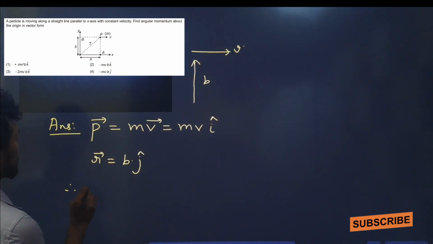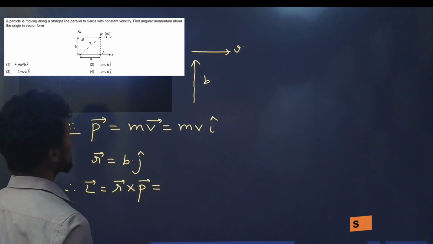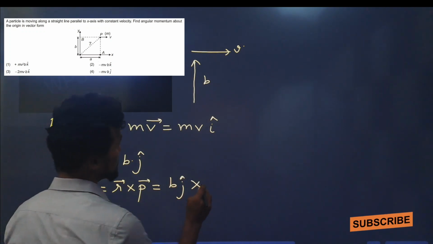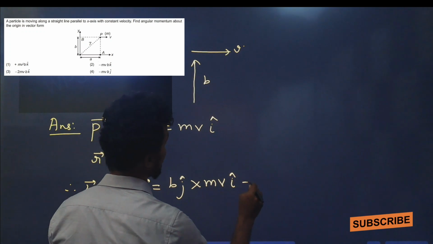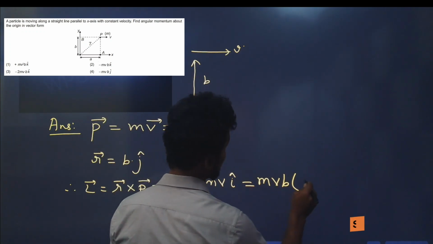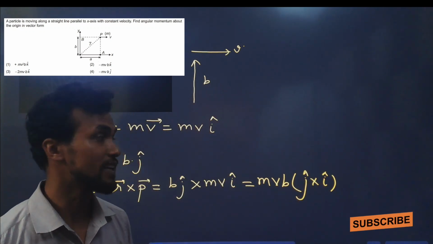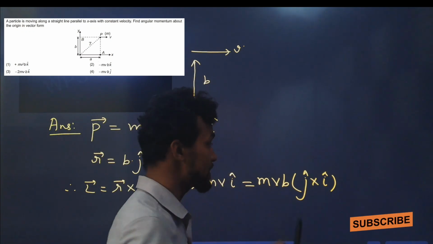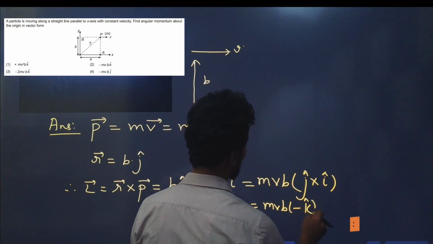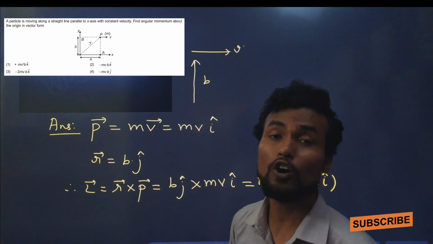After that, the angular momentum is given by r cross p. What is the vector r? We can write b j cap cross, and p is given by mv into i cap. Multiplying all of them, mvb, and here we have j cap cross i cap. You know very well i cap cross j cap is k cap. So j cap cross i cap, the order gets reversed, so it becomes mvb into minus k cap. The correct option is option 2.